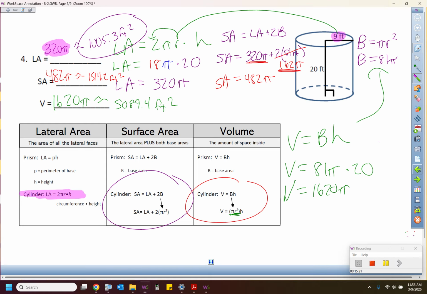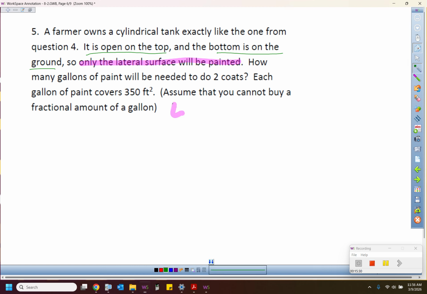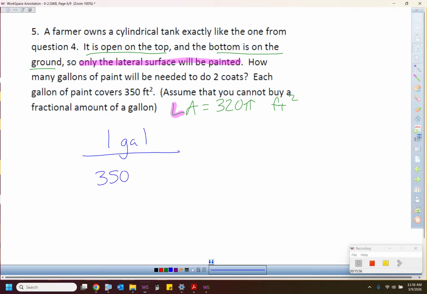So I'm going to go back, and I need my lateral area, and I'm going to steal the exact answer of 320 pi. So the lateral area is 320 pi, and it's in square feet. It says, how much will it cost to do 2 coats? Every gallon of paint covers 350 square feet. So if you didn't know what to do with that 350, you can set up a proportion: 1 gallon of paint is to 350 square feet, proportional to gallons over square feet as well.